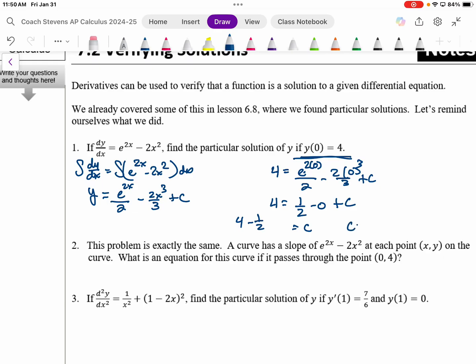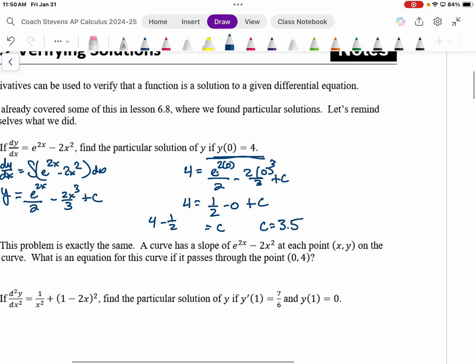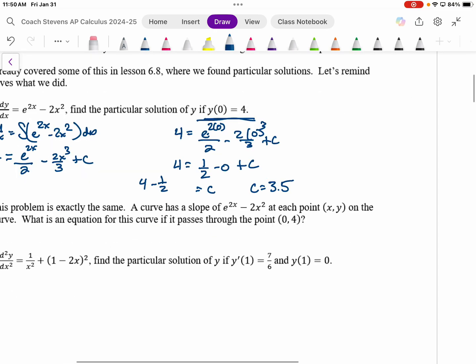7/2. So C is equal to 7/2. We're going to just make it easier and write 3.5, because we can write decimals, we're allowed to. So my y equation is e to the 2x over 2 minus 2x cubed over 3 plus 3.5.